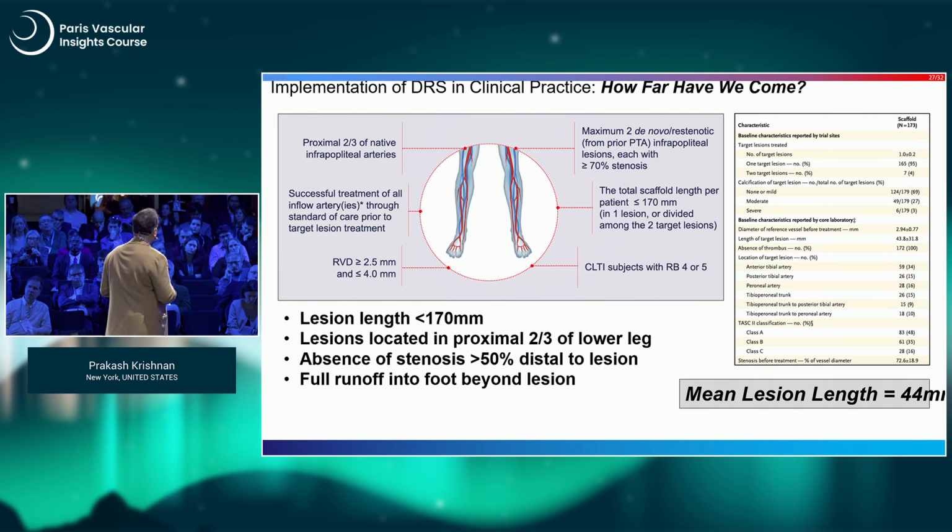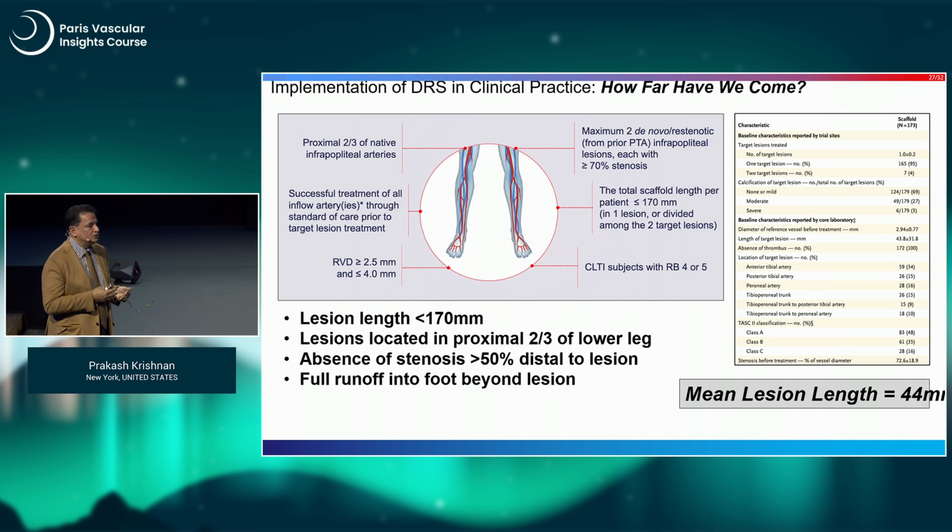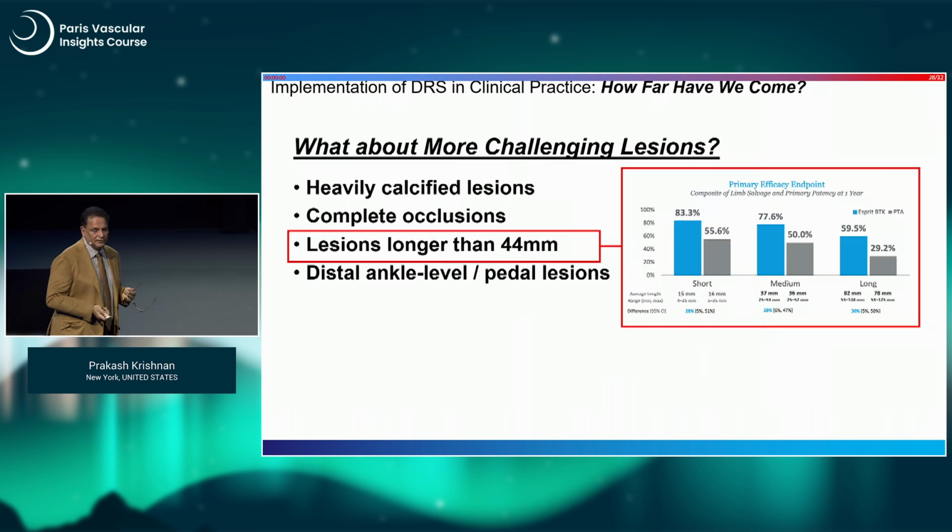So does this lead to complete wound healing? Yes, we may have patency and reduction in TLR, but what about the wounds? The amputation rates were low, but these were also smaller wounds, not necessarily wounds that were very, very large.